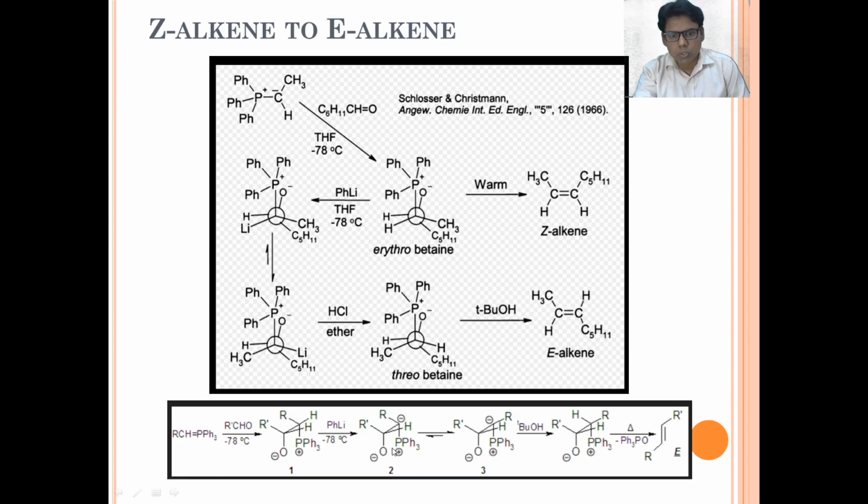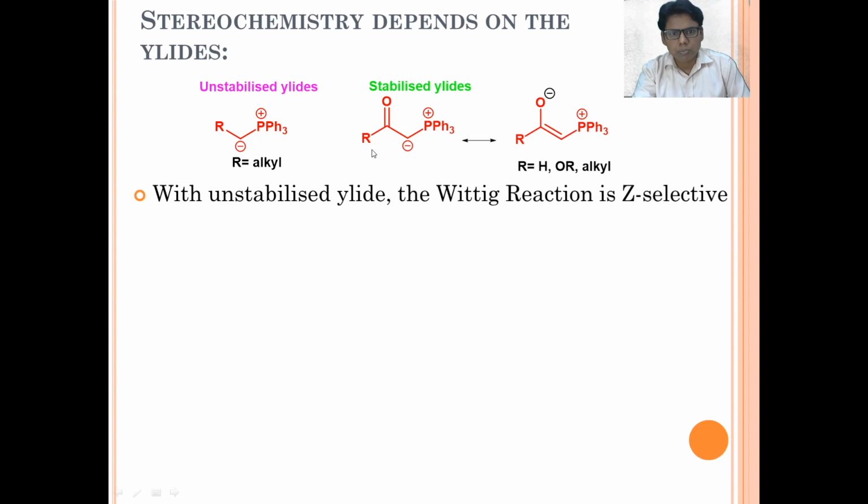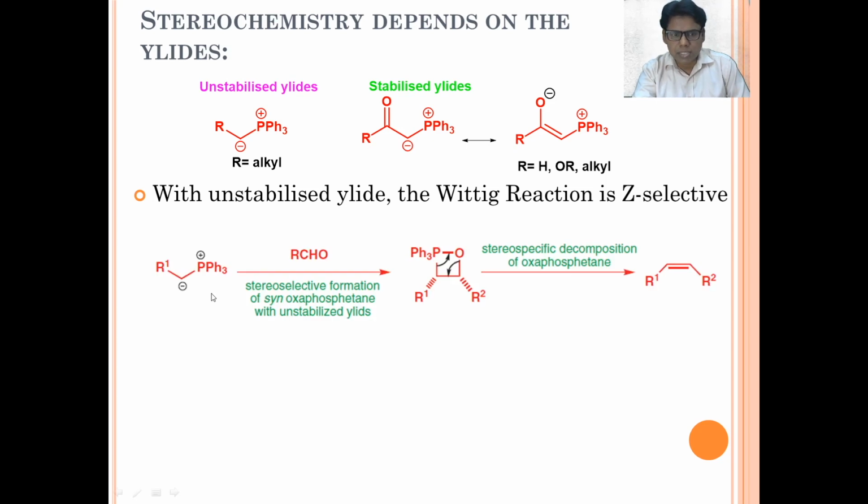Same reaction is shown in Sawhorse projection formula. So let's see its stereochemistry. Again we have two ylides, unstabilized and stabilized ylides. So with unstabilized ylide, the Wittig reaction is Z selective. So we'll see its reason.